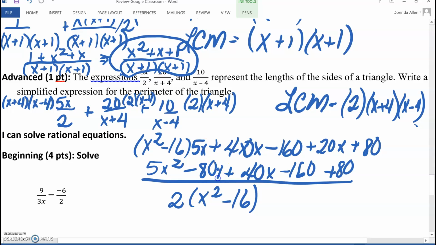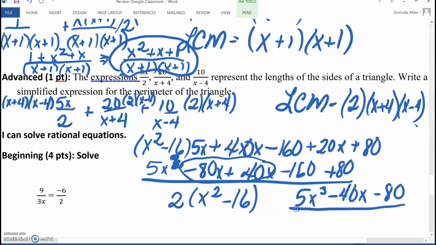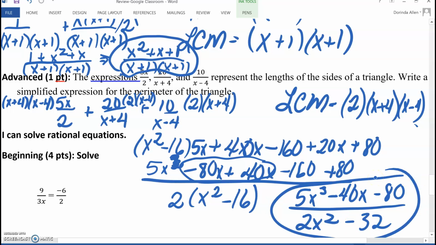This is 5x, so this should be x, and this should be x cubed. What did I do wrong there? Sorry, I forgot my 5x. I need you all here to check my math. But if I put these terms together, I'll get 5x cubed minus 40x minus 80 over 2 times x squared minus 32. That's totally multiplied out, and if you left the bottom as 2 times x minus 4, x plus 4, that would be fine, but the top should be simplified together.